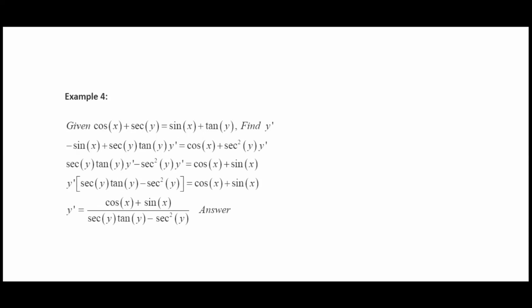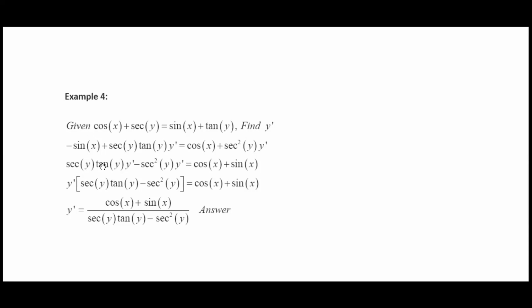Find y prime. The derivative of the cosine is negative sine. The derivative of the secant is secant tangent, that's a y term, put a y prime with it. Derivative of the sine, excuse me, is the cosine. The derivative of the tangent is the secant squared. And that's a y term. Put a y prime with it.